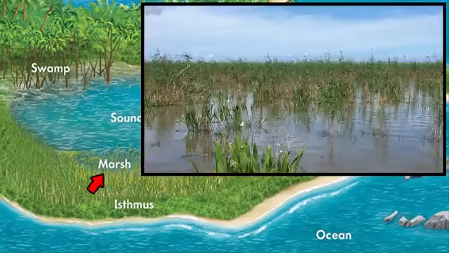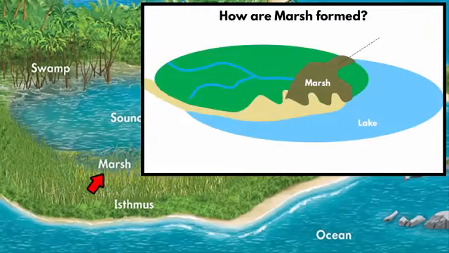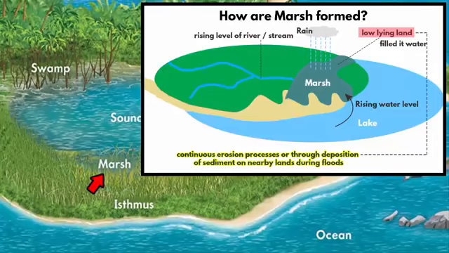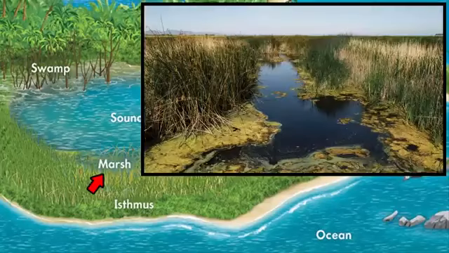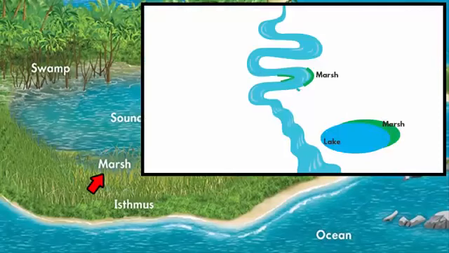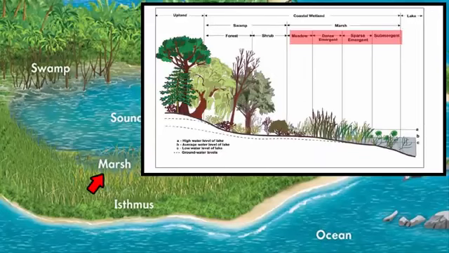It is basically a wetland. If you look at the area, it is a low-lying land which gets filled with water during rainy season or from rising water levels of a river, lake or stream. And how does a land become a low-lying land? Through continuous erosion processes or through deposition of sediment on nearby lands during floods. A marsh is always covered with water throughout the year. You will mostly find marshes at the edges of rivers, lakes and streams. Talking about the vegetation, these places are dominated by grass and other herbaceous plants.